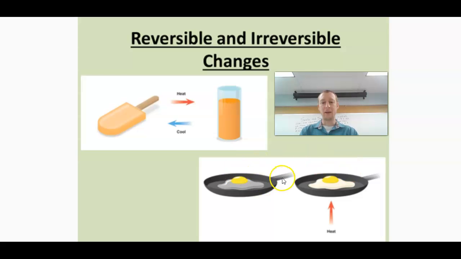Here's an example of a chemical change, right? Here's an egg. You add heat. It cooks. There's no going back and forth. We can't uncook this egg. Brand new substances are created. It's irreversible, and it's a chemical change.